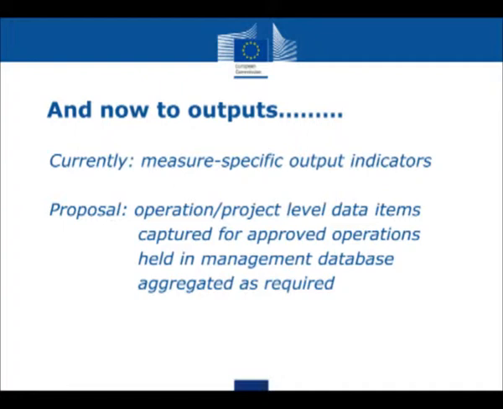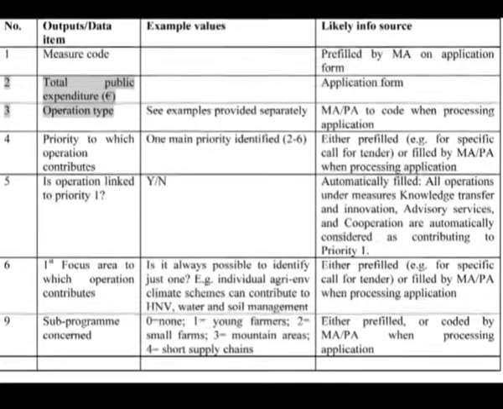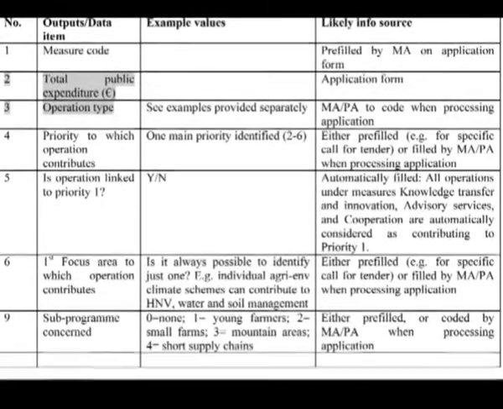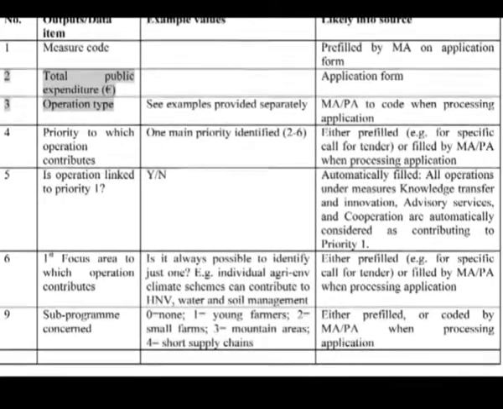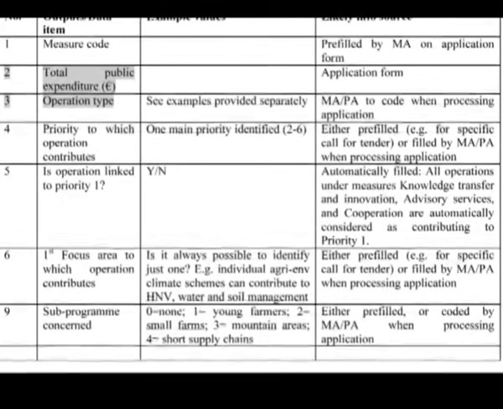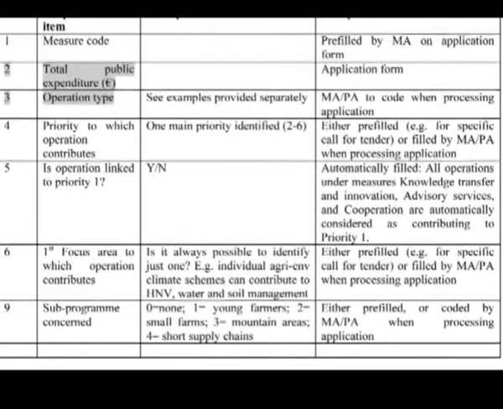Who the beneficiary is, how much money the project is applying for. These sorts of things you will have. So we're trying to make use of existing information in a database so that it can be aggregated as required. And we've proposed, really, we think these data items fall into 3 categories.